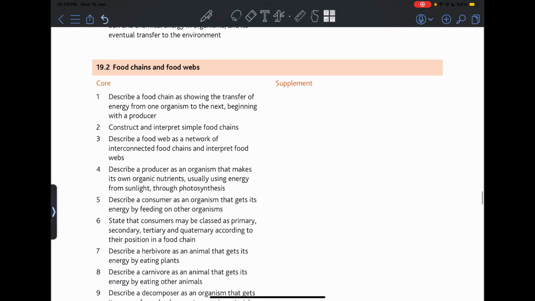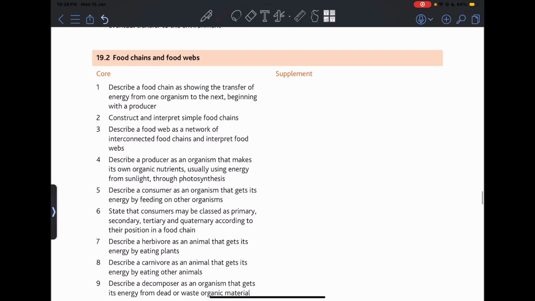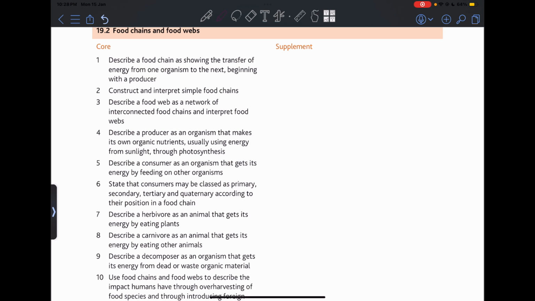19.2 Food chains and food webs. Describe a food chain as showing the transfer of energy from one organism to the next, beginning with a producer. So producers are always plants, like 100%. They are always plants because these are the organisms that produce energy on their own. They don't need something to eat so that they can produce energy. This is by photosynthesis, which I've explained in the chapter on plants.